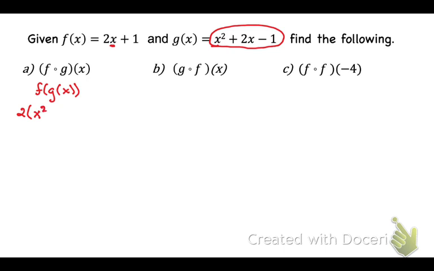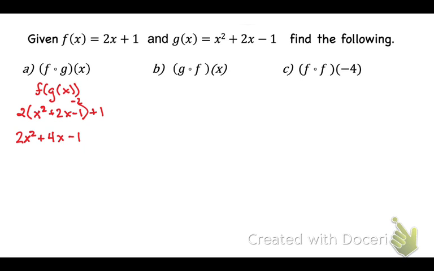So x squared plus 2x minus 1. And then don't forget to plus 1. So then that's going to be 2x squared plus 4x. And then negative 2 plus 1 is negative 1. That's it? Mm-hmm. I was getting there slowly but surely. I know, it will take time.